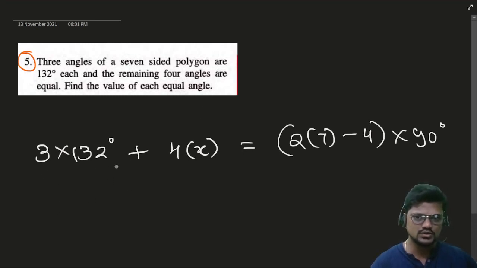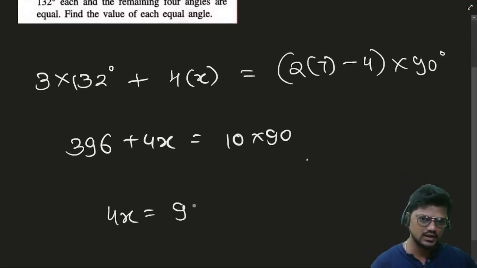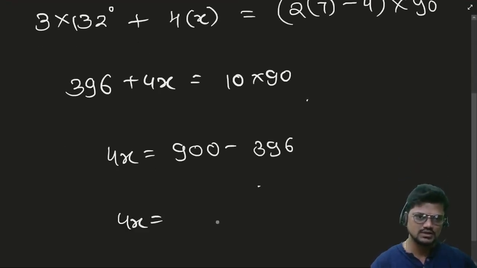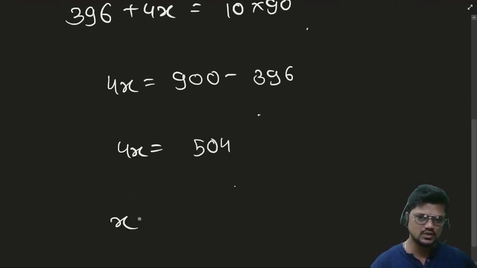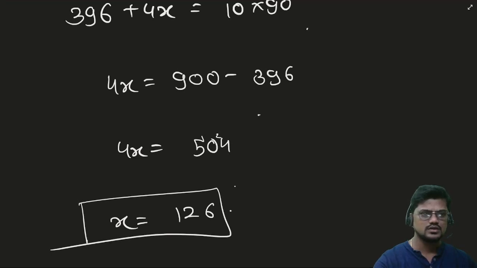So over here, 3 into 132: 3 2s are 6, 3 3s are 9, 3 1s are 3, that is 396, plus 4x is equal to 14 minus 4, that is 10, into 90. So 4x will be equal to 900 minus 396. So 4x will be equal to 10 minus 6 is 4, 9 minus 9 is 0, 8 minus 3 is 5, so 504. So x equals, 4 1s are 4, 4 2s are 8, no, 4 6s are. Yes, sir, I also got the same answer. You got the same answer? Very good. Fine.